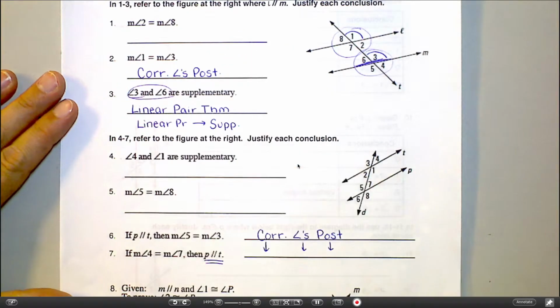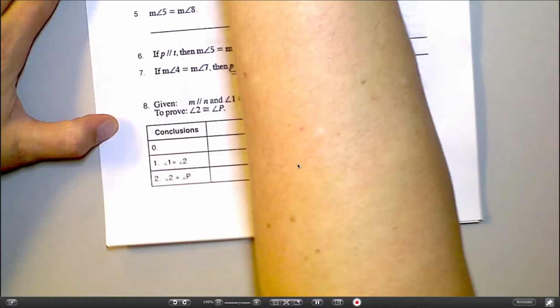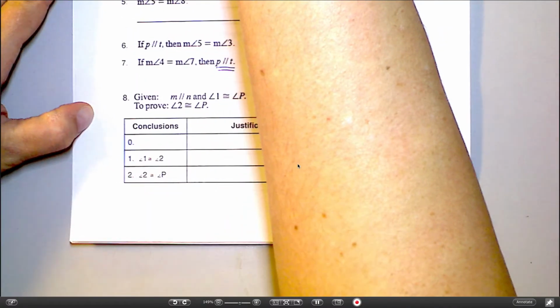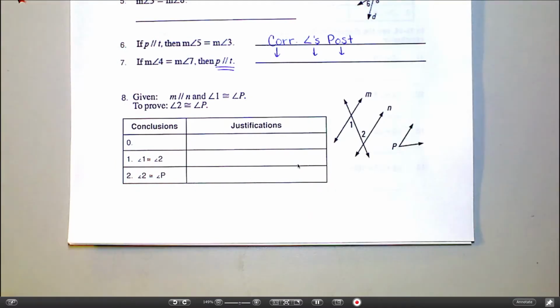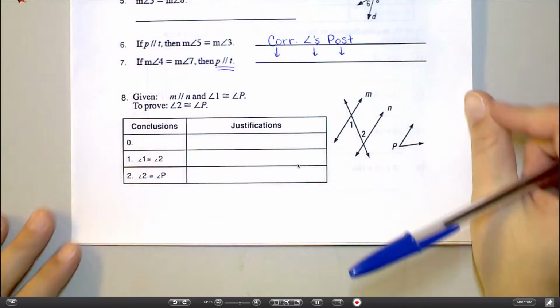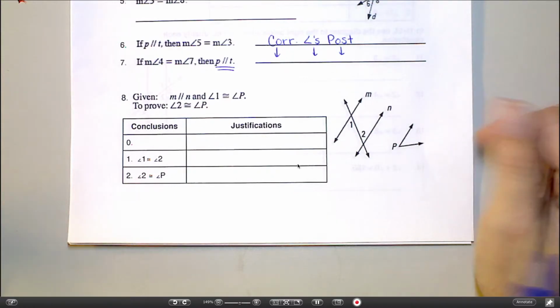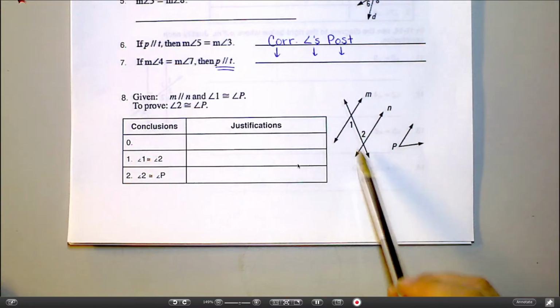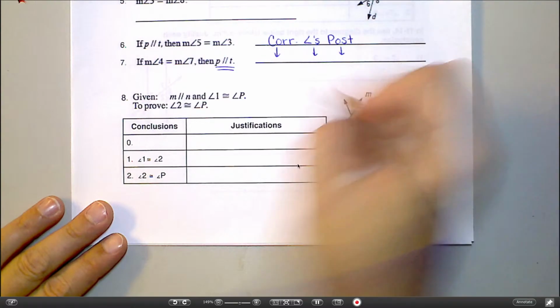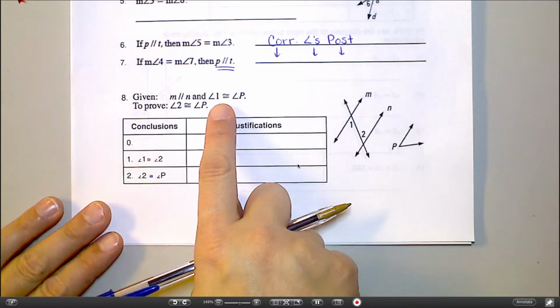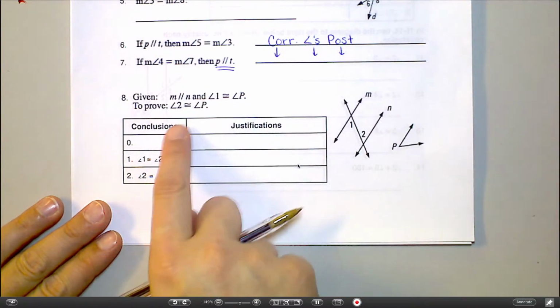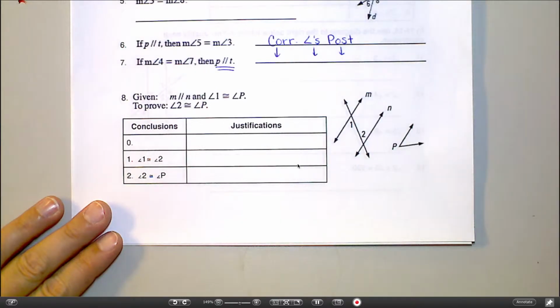Okay, let's go down to number 8 and talk about this one. This is a proof, and what you're trying to prove, and not everything you're going to prove is technically a theorem. You can prove any statement that's an if-then statement. So you're trying to prove that if we know these lines are parallel, and we know angle 1 is congruent to angle P, then angle 2 must be congruent to angle P as well.